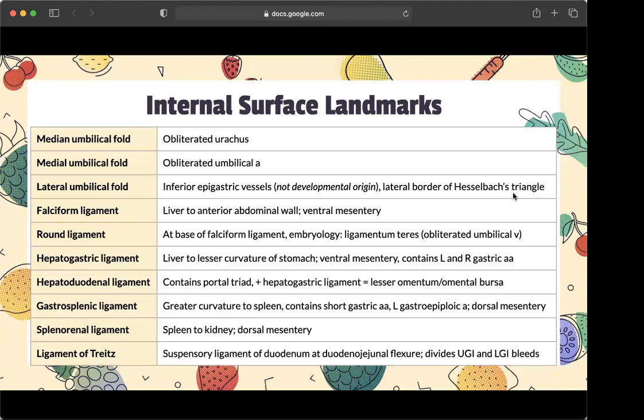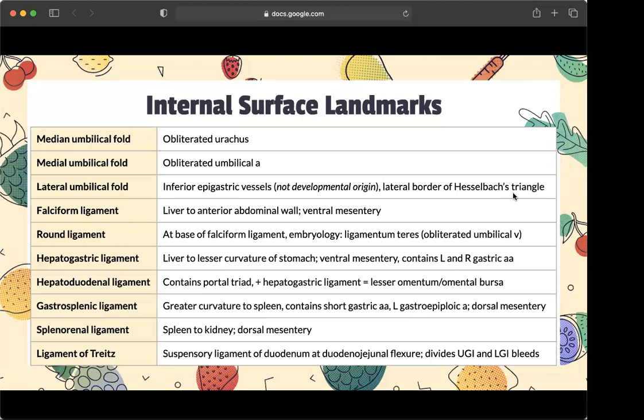So it's going to be the obliterated urachus. And then your medial umbilical folds are going to be the umbilical arteries, whereas your lateral umbilical folds are different. They still hold patent vessels. So those are your inferior epigastric vessels, and they also form the lateral border of Hesselbach's triangle, but we'll go through that a little bit later as well.